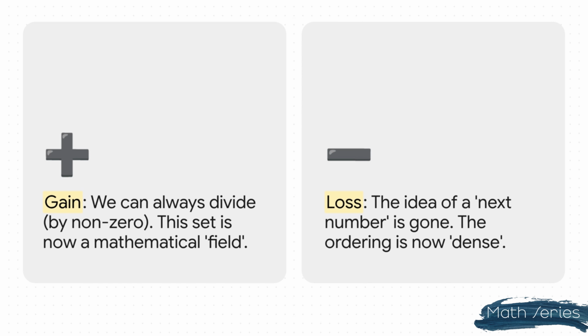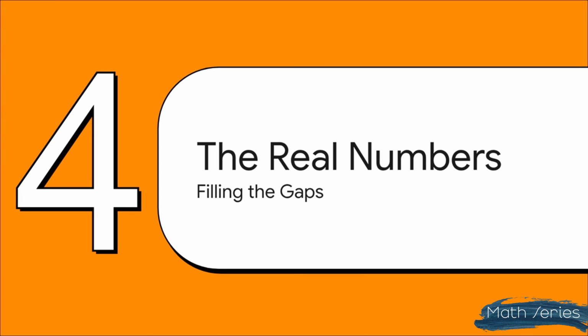Think about it. With integers, the number after 5 is obviously 6. But what's the number right after 1/2? Is it 0.6? Nope, because 0.51 is closer. Okay, is it 0.501? You see the problem. The number line has become dense. Between any two fractions, you can always find another one, and another one, and another one. Now you might be thinking, okay, an infinite number of fractions.